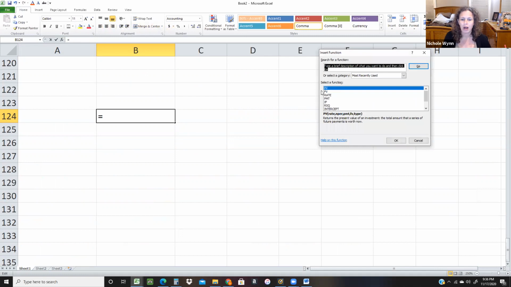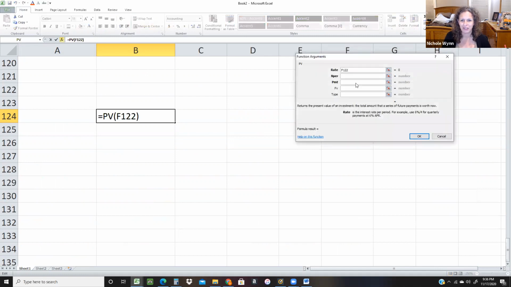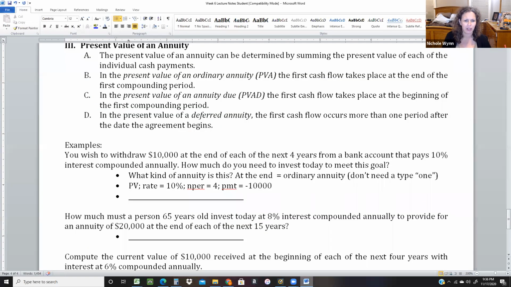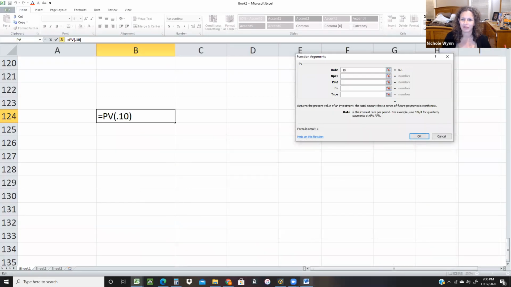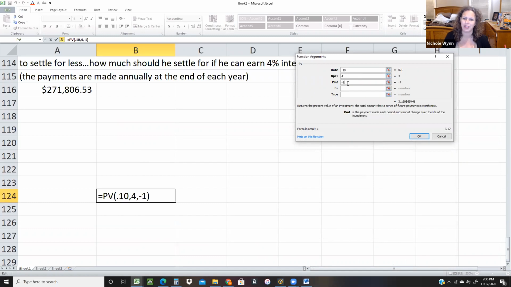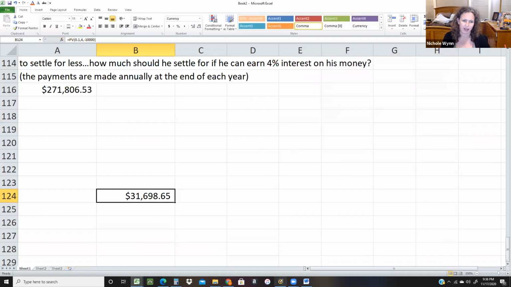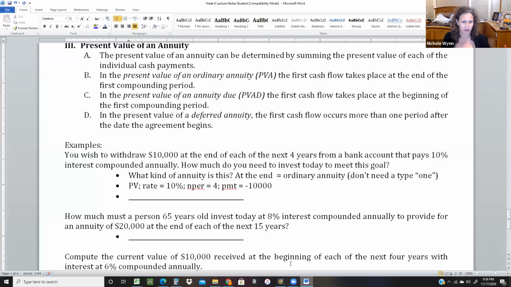Sorry, I got distracted. Okay, so present value and my rate, I don't remember. I never remember. 10%. And per is 4, and that payment is negative $10,000, I think. Yeah. So if the payments were made at the beginning, if I wanted to pull out 10 grand immediately, then I would put a type 1 here, but it said at the end, so it's just a regular annuity. So that answer is 31,698.65.